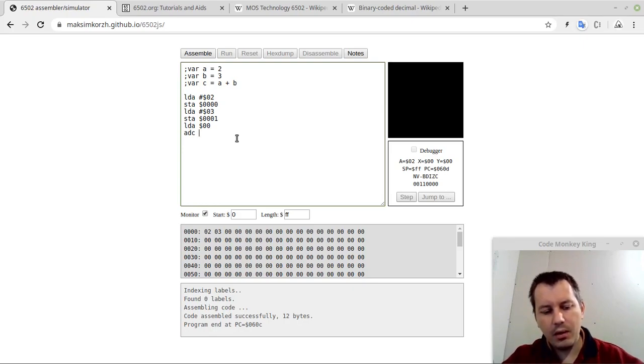So add with carry, and now we want to add the location of memory 01. And after all of this happens, the A register should be containing the value of 5. Let's have a look if that is so, and this is so. And then the very last thing, we want to store the result to the variable C. So we can simply say STA and to the memory cell 02. We want to store whatever is in the A register, and run. And now we have A equal to 2, which is here, B equal to 3, which is here, and C equal to A plus B, and it's equal to 5.